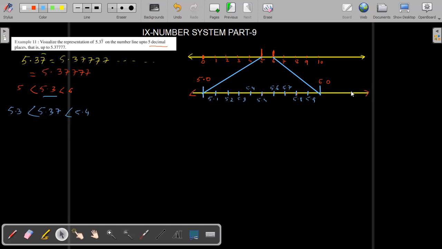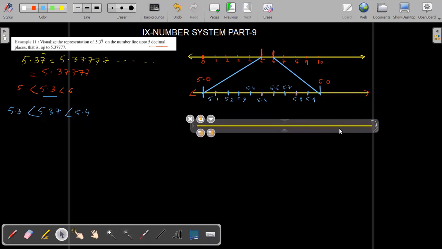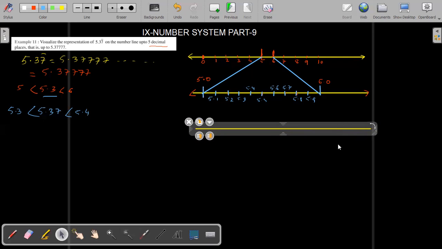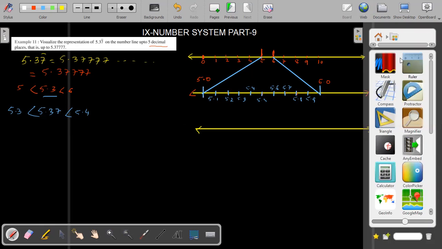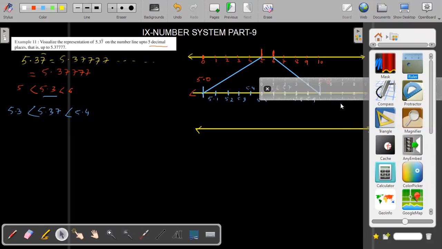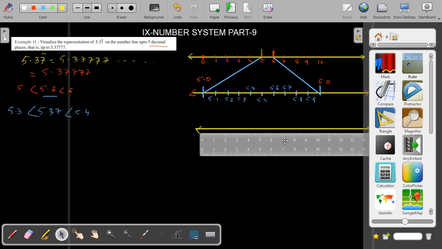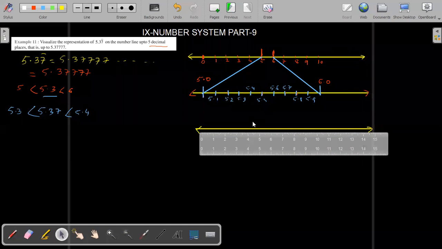So same line, you have to make again the same line. Okay. And then again divide it into how many parts? 10 parts. Every time you have to divide into 10 parts, not less than 10, and the distance between the two parts should be same. That is compulsory. So we will make again 10 parts. Here again, we will make 10 parts.